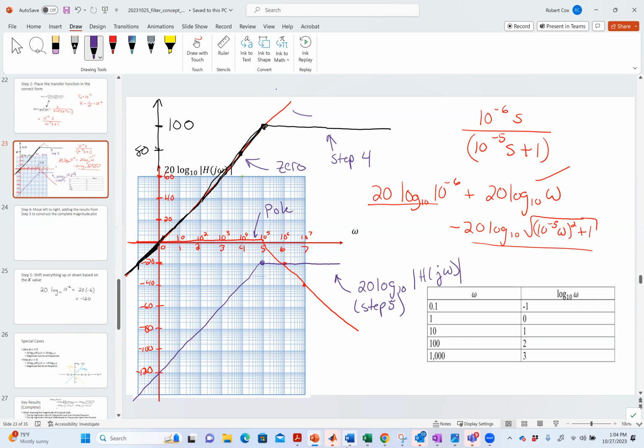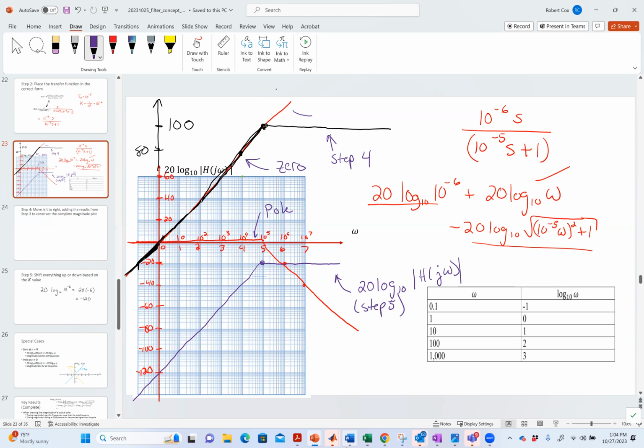Okay. Now, the question is, what the heck did I just draw? I just drew a thing. What's the thing? Well, the thing is the magnitude. It's what this magnitude looks like. It's useful for me from a design perspective. What the heck do I do with this thing?